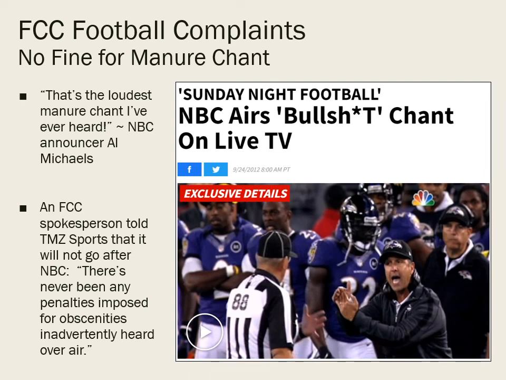And while it wasn't surprising that a group of NFL fans at a stadium might use a naughty word, what was striking was that NBC aired that repeated bullshit chant for over a minute without bothering to obscure the sound. In fact, it was so loud and went on for so long that Sunday Night Football announcer Al Michaels said it was the loudest manure chant he had ever heard. Now, strangely, no one filed a complaint about this, not even the Parents Television Council, which can always be counted on to file complaints with the FCC.